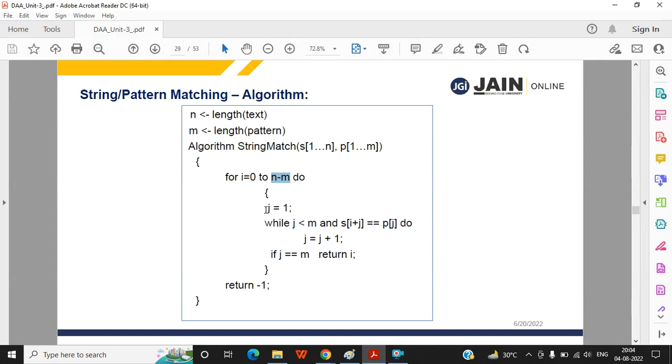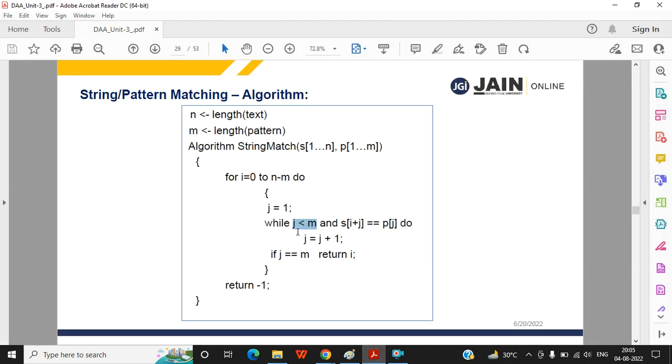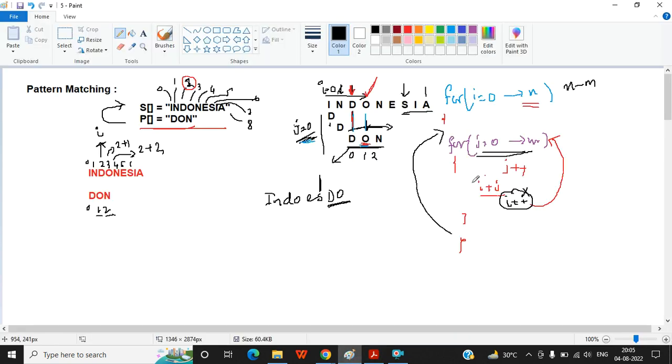Then j is equal to 1. Why j is equal to 1? They start comparing the ith element with the jth element. See here, if j is less than m, this is the condition of this loop. How many times will this loop iterate? It will iterate till the j value is less than m. Now what is m? M is the length of the pattern, meaning our "dawn". And they are providing this if condition.